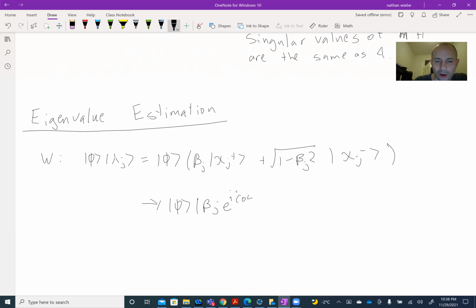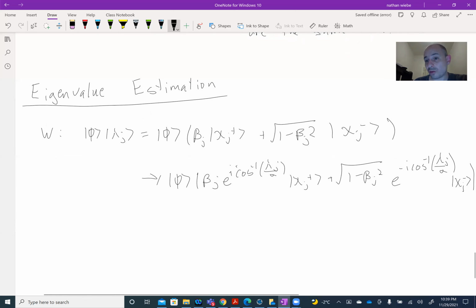This will actually be the arc cosine of lambda j divided by alpha, acting on chi j plus square root of 1 minus beta j squared, e to the negative I arc cosine of lambda j divided by alpha chi j minus. All right, so we can see that this is, again, a superposition of two different eigenvectors of the walk operator.